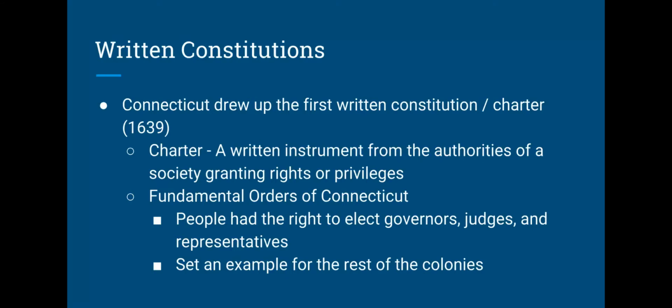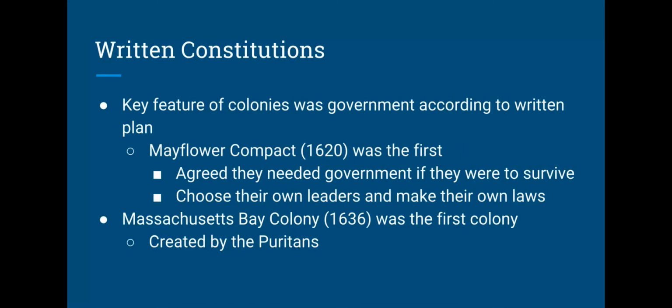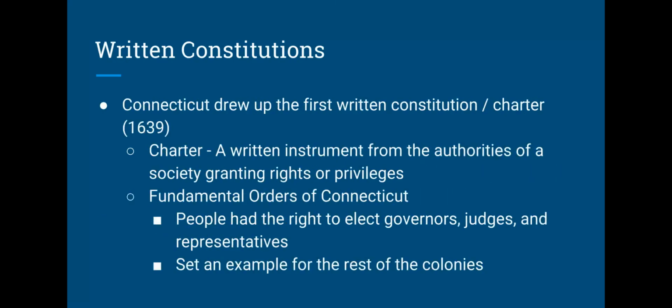Now, the first written constitution or charter was Connecticut, and that was 1639. So the first written plan of government was the Mayflower Compact. In Connecticut, that's when you had the first constitution or charter, whatever you want to call it at this time. But it was called the Fundamental Orders of Connecticut. And people had the right to elect governors, judges, and representatives. And it really set an example for the rest of the colonies to come.